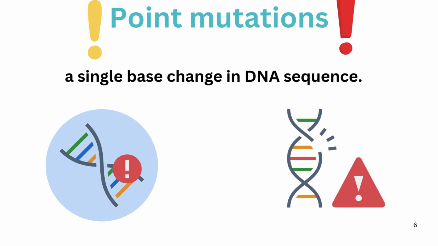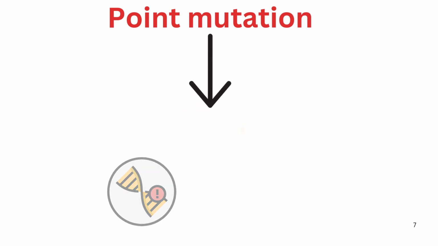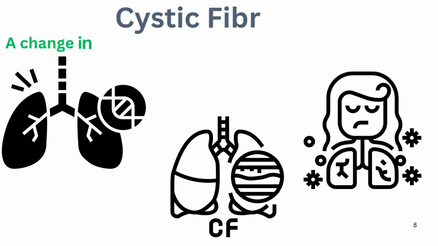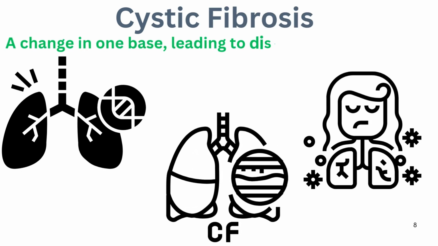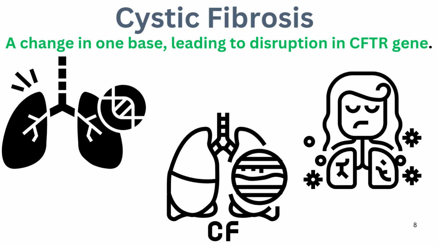Sometimes when it is changed, it can code for the same amino acid, while sometimes it can code for a different one, leading to a different shape of protein produced, leading to a mutation, which is really bad in our body. An example of that is cystic fibrosis. Cystic fibrosis is caused by a single base change in the CFTR gene, which is responsible for the salt and water distribution in the cell.